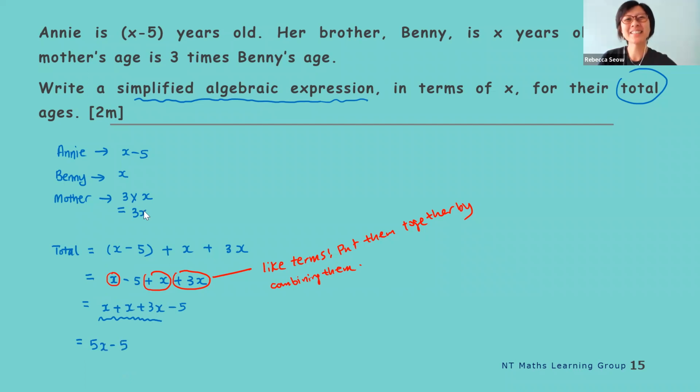So this is our answer. We combine the first 3 terms together. And of course, this question talks about age, right? So we could bracket it and put down years.